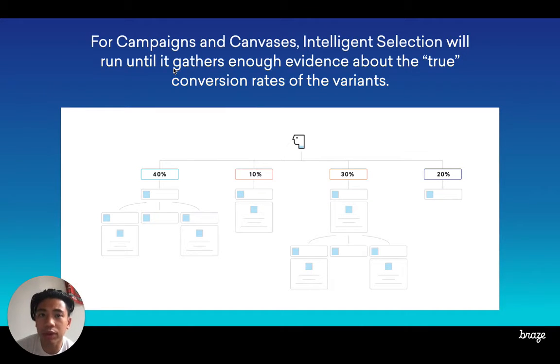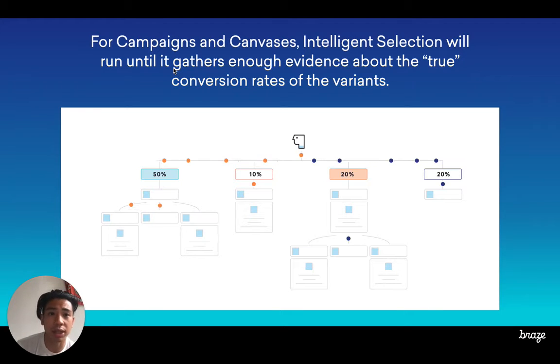So, how long will intelligent selection run for? For campaigns and canvases, intelligent selection will run until it gathers enough evidence about the true conversion rates of the variants. Enough means that there's enough data to know which variant is performing best. We want to choose a statistically significant winner after all.